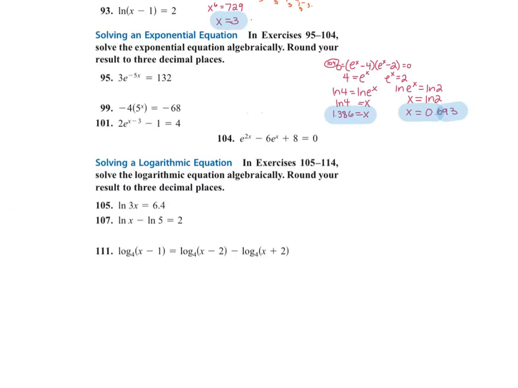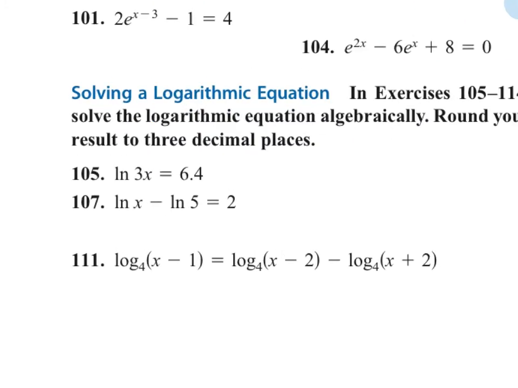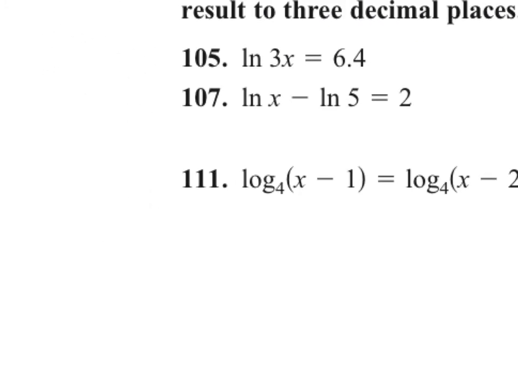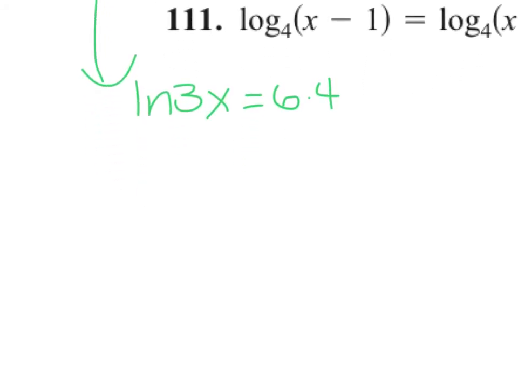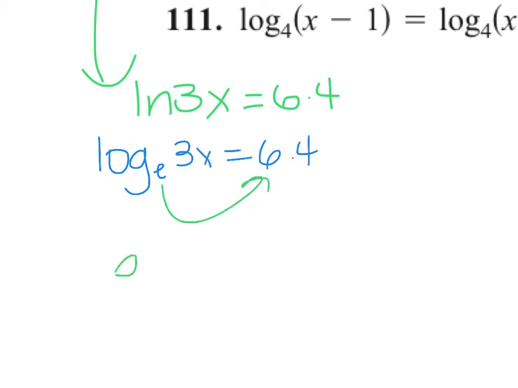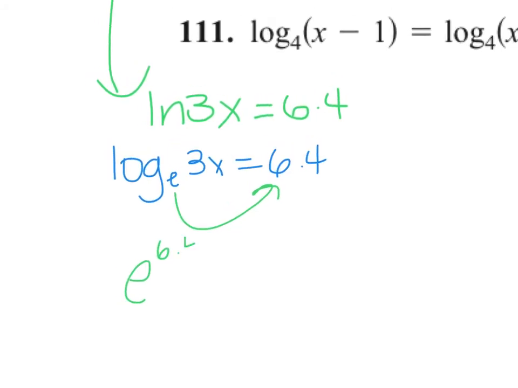Okay, so 105 says the directions are here: solve, and then round your result to 3 decimal places. So 105 has 1 log, or ln in this case, on one side of my equal sign. So the first thing I'm going to do is convert that into log base e. So log base e of 3x equals 6.4. And then I want to convert it into exponential, right? So e to the 6.4 equals 3x.